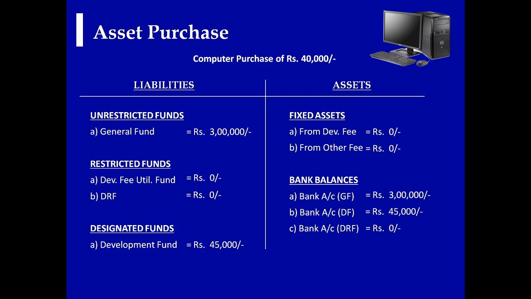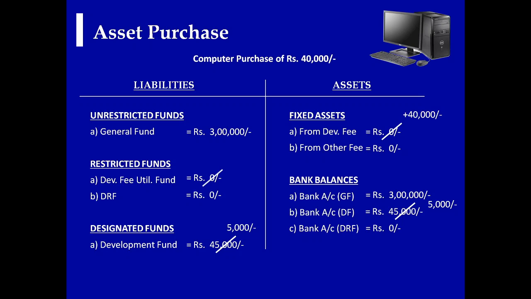Now we are going to purchase the computer that we had assumed. So as soon as you purchase a computer of 40,000, you are going to write a check from the development fund bank account, and the balance of that bank account is going to reduce to 5,000. A corresponding debit entry is going to be made in the development fund as well. So both the fund as well as its bank account is going to be at 5,000 rupee level now.